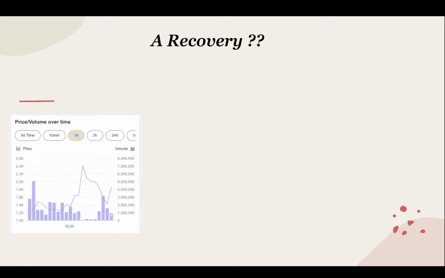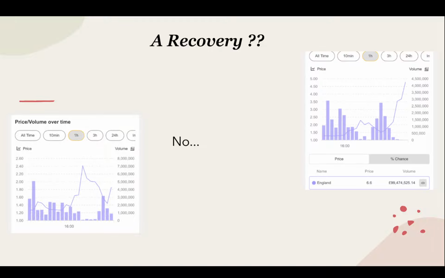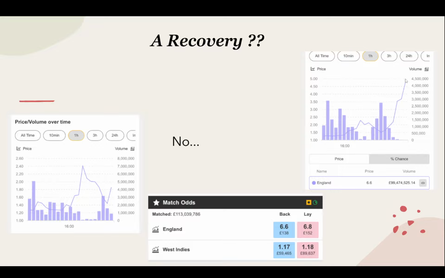You can see it got down again into the realms of 1.5, but no, it came in, and all of a sudden more wickets, and England then shoot out to 4.55. Or 6.6 even, and Windies are now odds-on favourite. There's 113 million matched. It's a very, very lucrative market for being able to get in and out, and that's why you can use bigger stakes obviously when you're more confident.